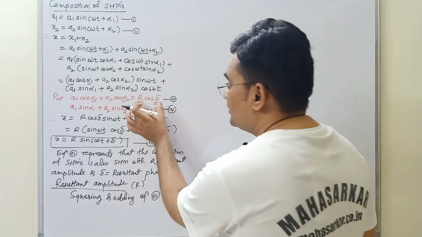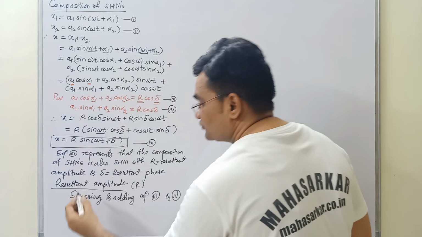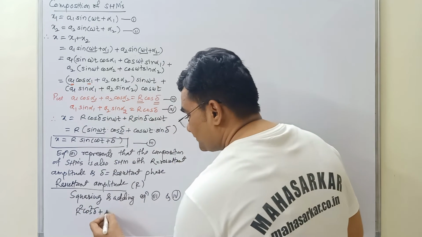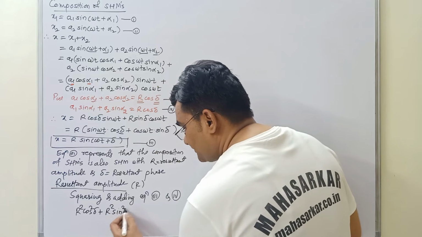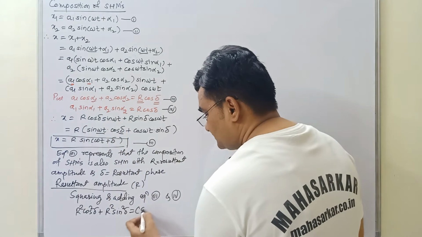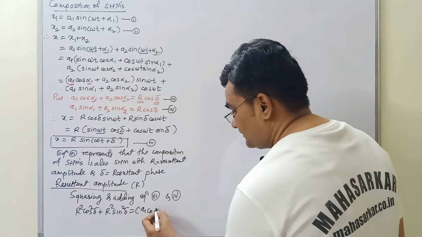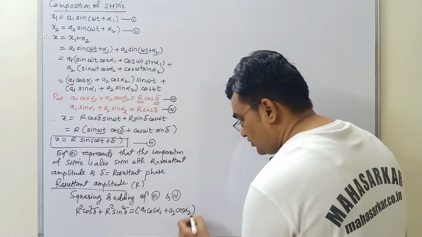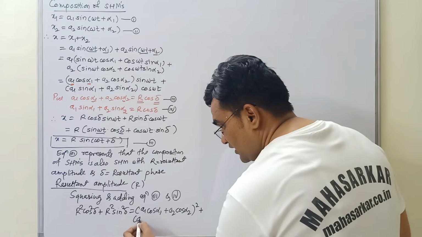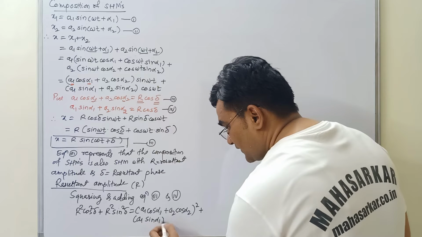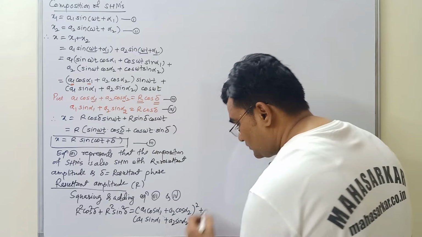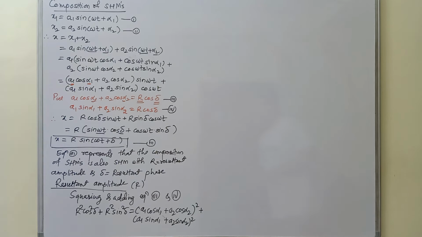Square this and add. So squaring: R square cos square delta plus R square sin square delta equal to (A1 cos alpha 1 plus A2 cos alpha 2) whole square plus (A1 sin alpha 1 plus A2 sin alpha 2) whole square. I hope you are able to see the lower part. Yes, it is visible properly.